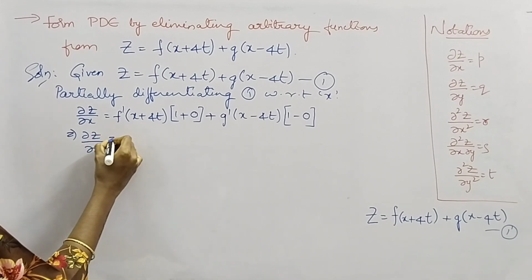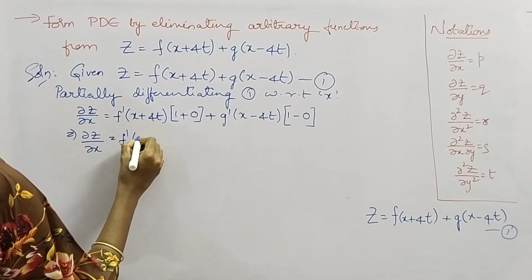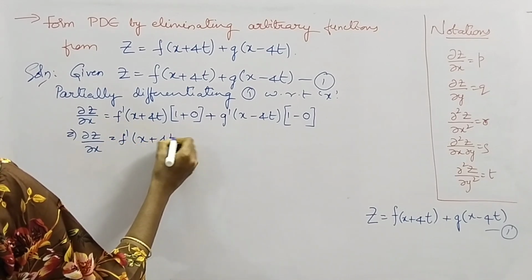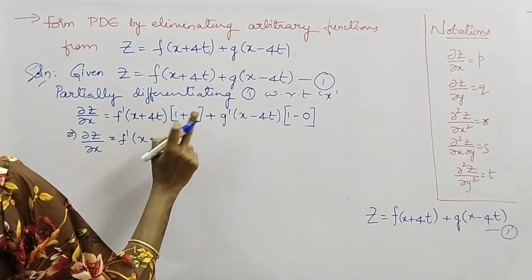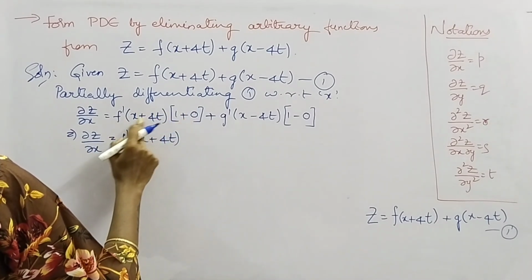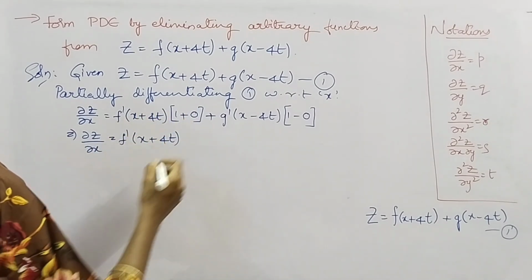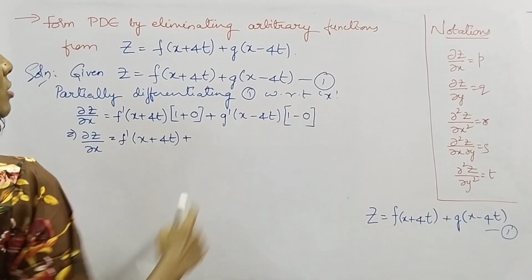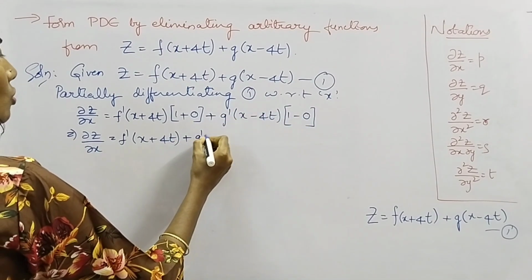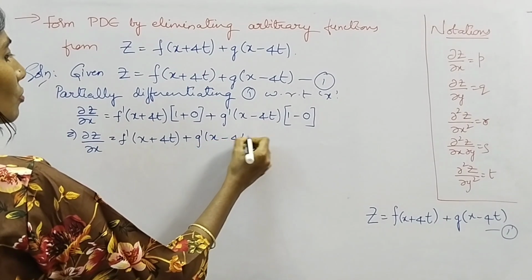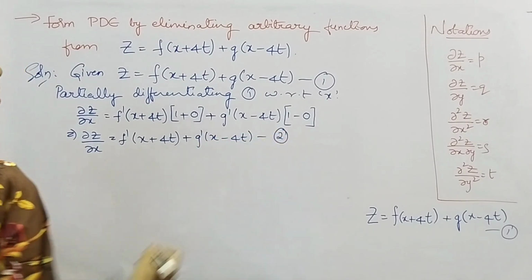Simply, dou z by dou x is equal to f dash of x plus 4t into 1 plus 0, and 1 plus 0 is 1, into f dash of x plus 4t is f dash of x plus 4t, plus 1 minus 0 is 1, into g dash of x minus 4t is g dash of x minus 4t. Now consider this equation as equation number 2.